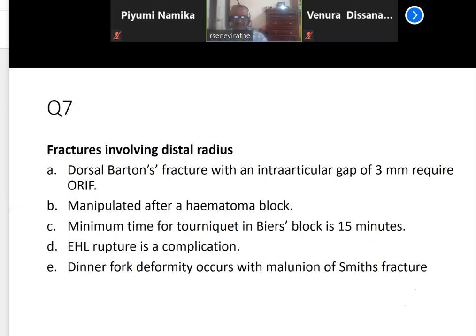Anybody? Barton's is when a distal radial fracture is intraarticular. Okay, so you must know distal radial fracture when it goes up, that is Colles fracture. Down it's Smith's, right? When there is an intraarticular element, if it is up, it's called dorsal Barton's. Down, it's called volar Barton's, right? That's a very common fracture. You must know these names, therefore, right?